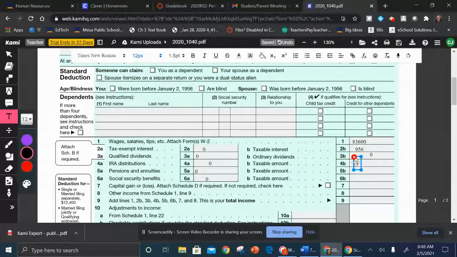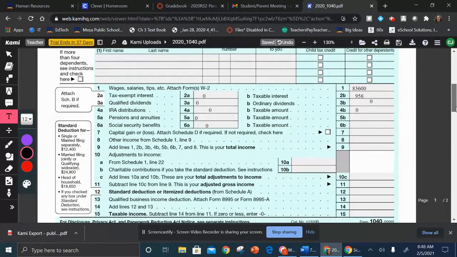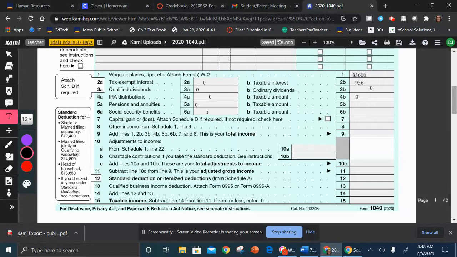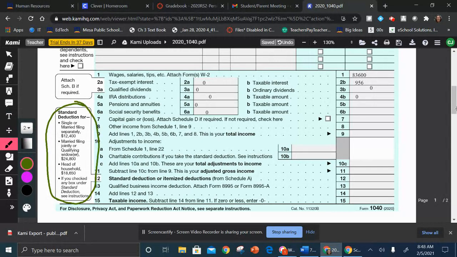Okay, so look over here, everybody. On this, it's giving you your standard deductions. Do you all see that? So standard deductions. Elizabeth is single, and if you're single or filing separately, you use this one. So that would be the 12,400.